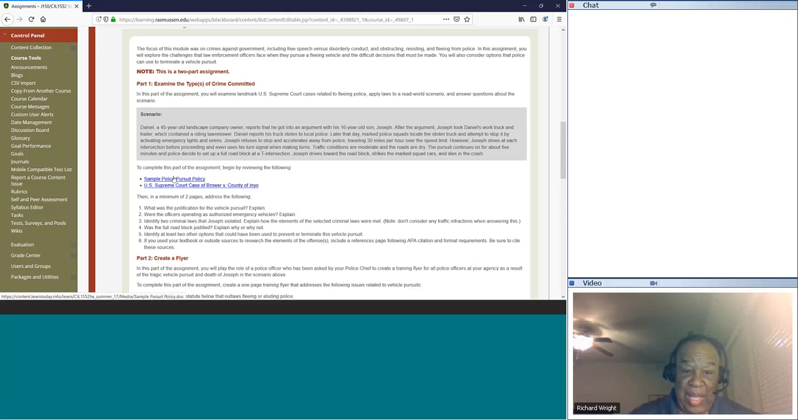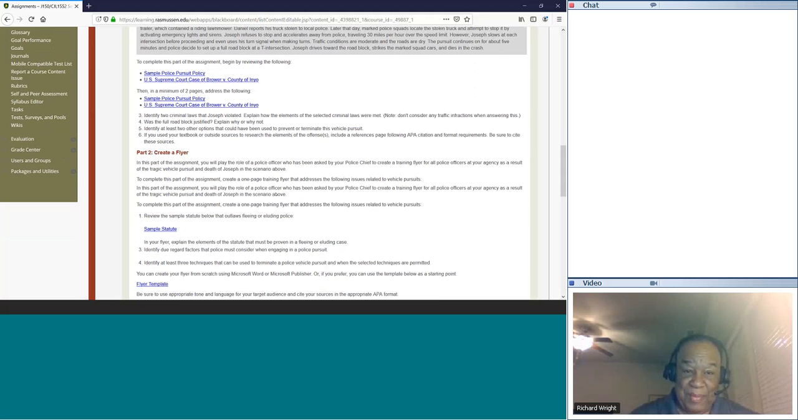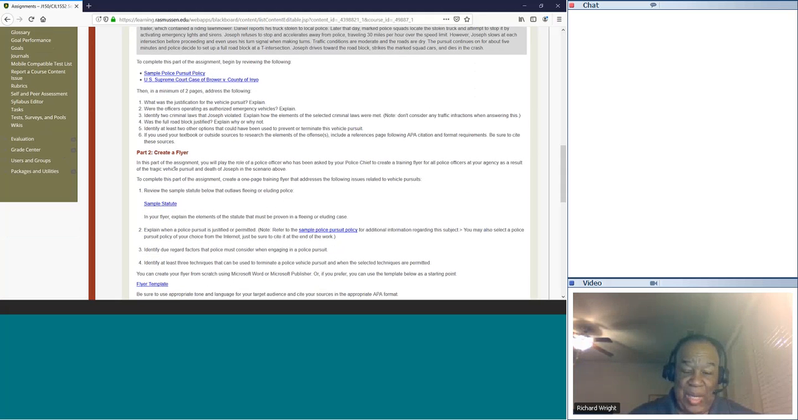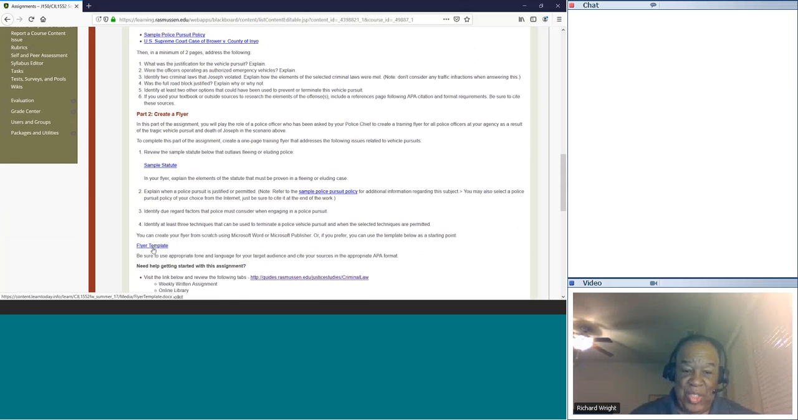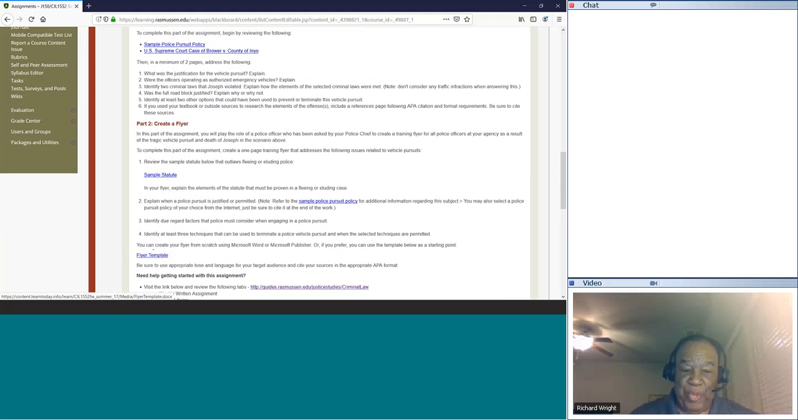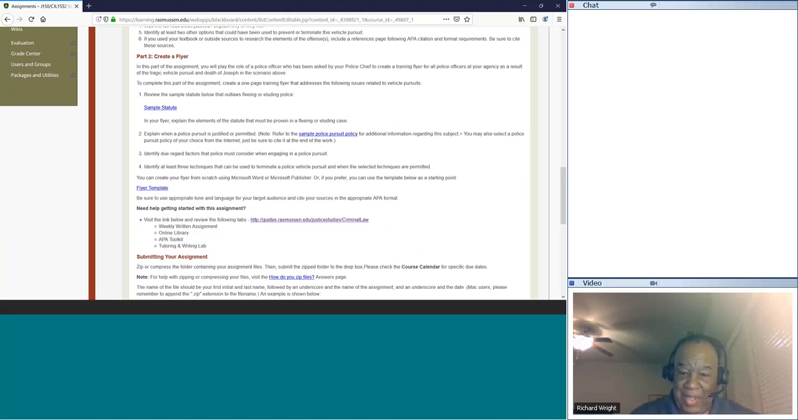You're going to take a look at these policies, the sample police pursuit policy, and then the case of Brower versus County of Inyo. You're going to look at that. And then you're going to create a flyer. And then you're going to follow each of these steps, and it tells you what to do. There is a template that you need to use as well. And then for purposes of research, again, we have the guides, and you can find all the information concerning APA, tutoring. Make sure you run your papers through Grammarly.